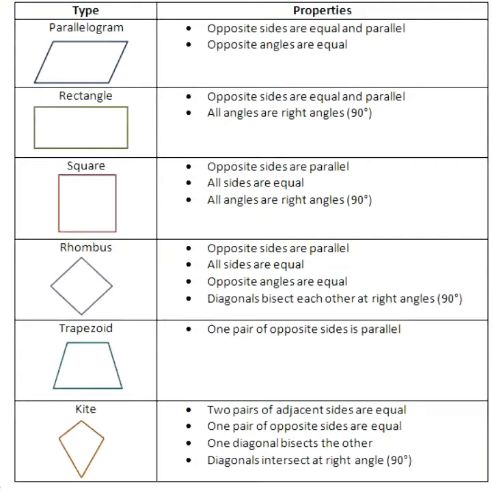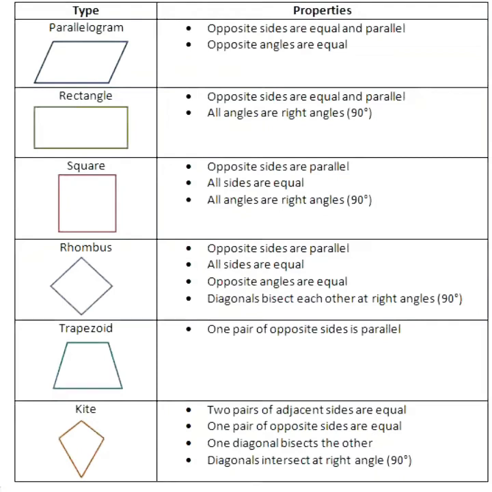For rectangle, opposite sides are equal and parallel. All angles are right angles. Then for square, opposite sides are parallel. All sides are equal. All angles are right angles.